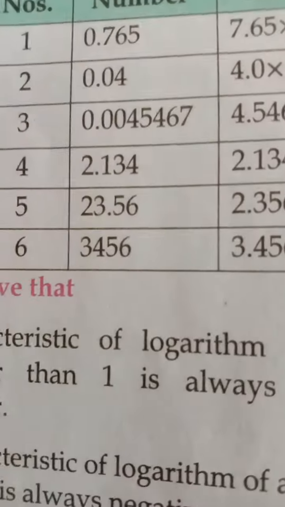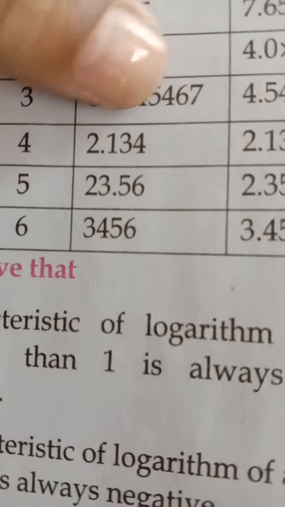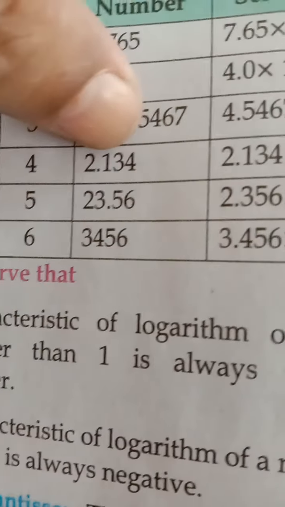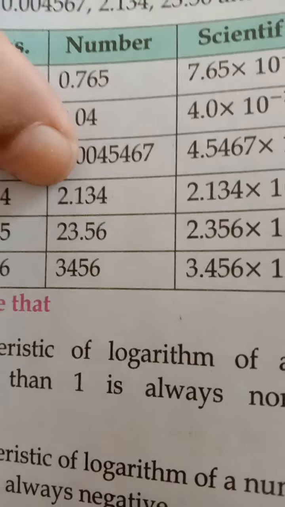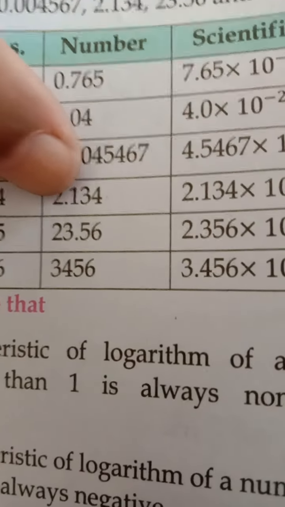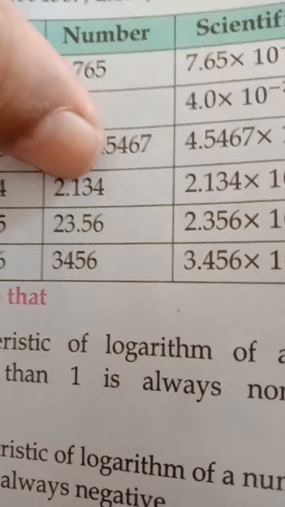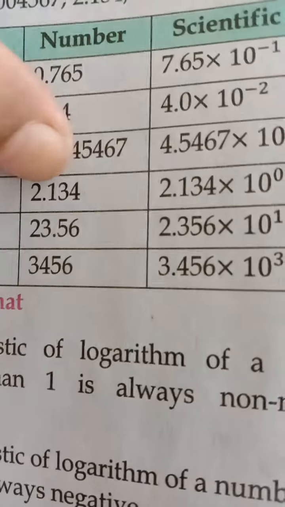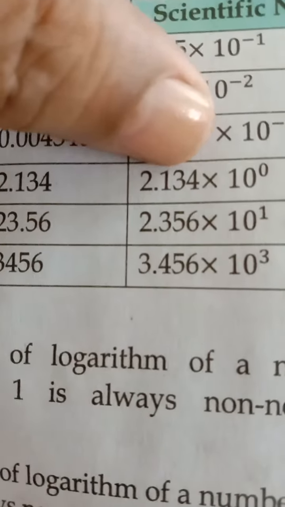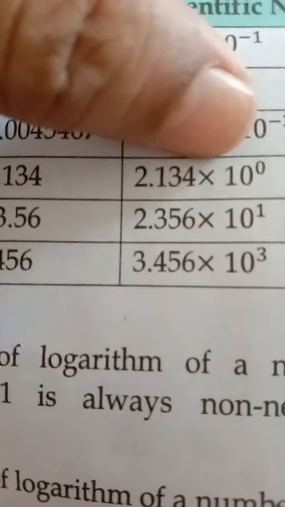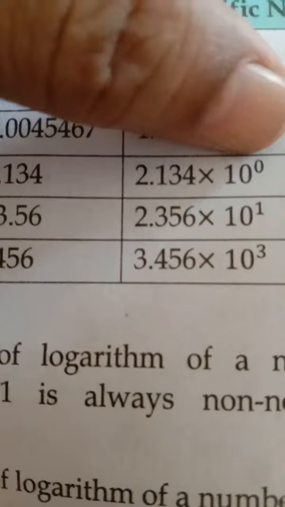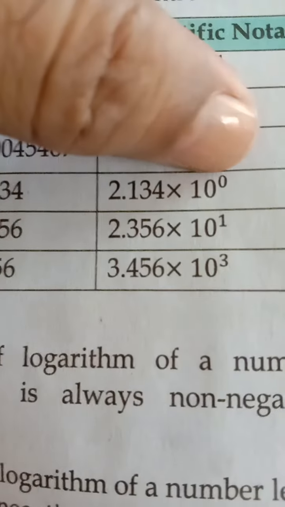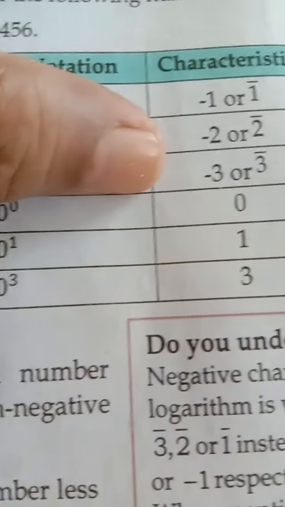After that, if you have the number 2.134, so the number is already less than 10 and greater than 1. Okay, so the decimal point we are not moving. So your number will be 2.134 as it is, but whenever you are writing it in scientific notation, there should be 10 raised to power 0. So your characteristic will be 0.